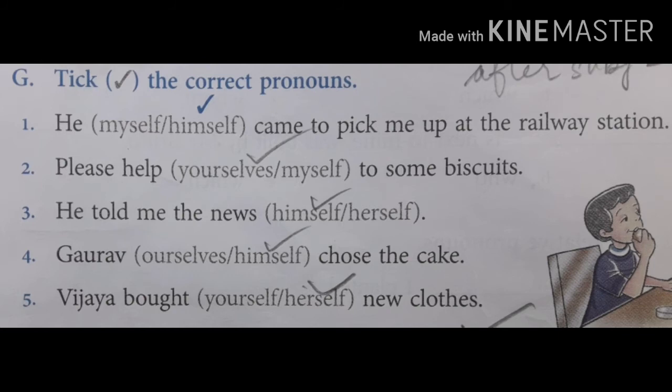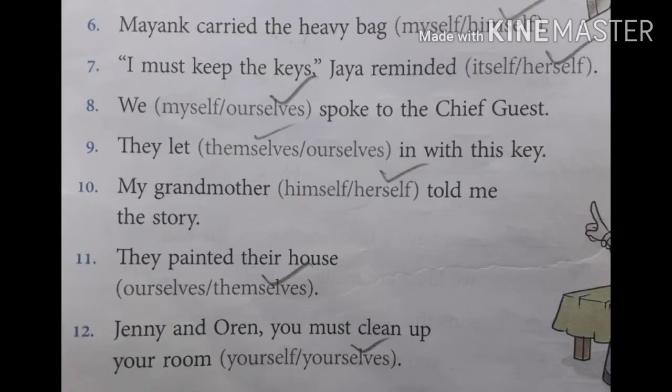Number 5, Vijaya bought yourself, herself new clothes. Now Vijaya is a girl, so we will not use yourself, we will use herself. Sixth one, Mayank carried the heavy bag, myself, himself. Mayank is a boy, so we will use the pronoun himself. 7, I must keep the keys. Jaya reminded itself, herself. Now Jaya is a girl, so we will pick the pronoun herself.